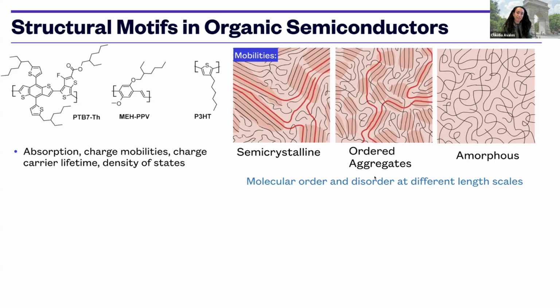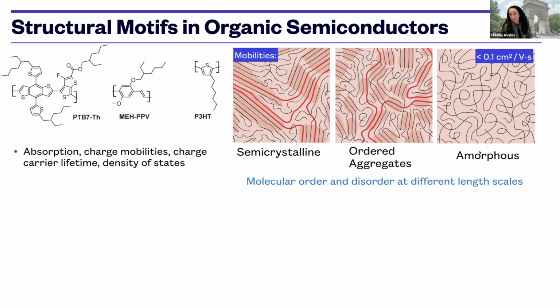If we look at the charge mobilities within this set of systems, in the purely amorphous case we have fairly low charge mobilities, which is not that surprising considering how broad the density of states is in any amorphous system.